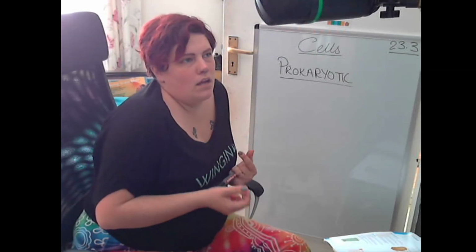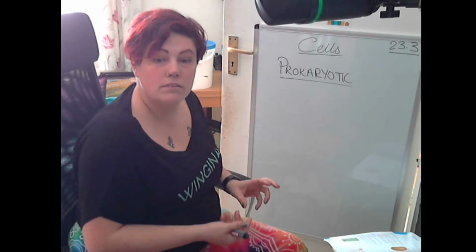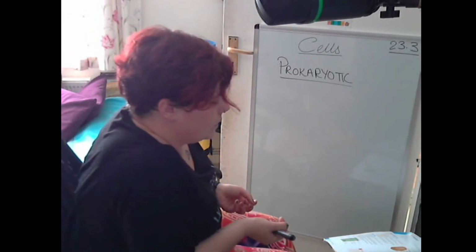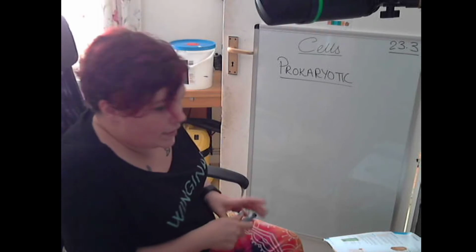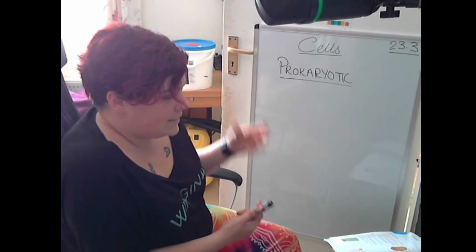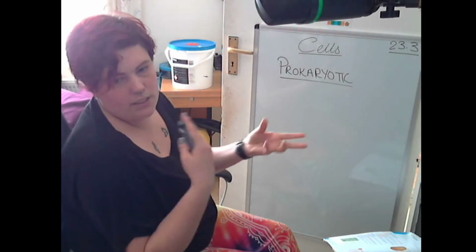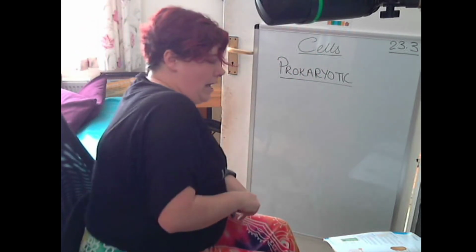So you find that they are a lot smaller than a eukaryotic cell. Prokaryotic cells are quite small. They don't have a nucleus. It's one of the big differences. They basically have a free loop of DNA. Their DNA is not enclosed within a nucleus. It is just a tangled mess in the cell.